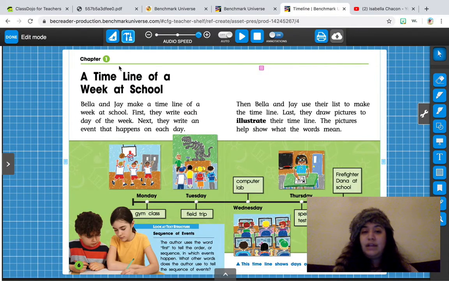Now we're just going to read chapter 1, and it says, a timeline of a week at school. Now look at this. Monday is gym class. Tuesday is field trip. Wednesday is computer lab. Thursday is spelling test. And Friday, firefighter Dana is at school. So it starts with Monday, ends with Friday. It has a title for each one: gym class, field trip, computer lab, spelling test, firefighter Dana. And for every single dot, you see dot, dot, dot, dot, dot, there is a picture. So here are our pictures.